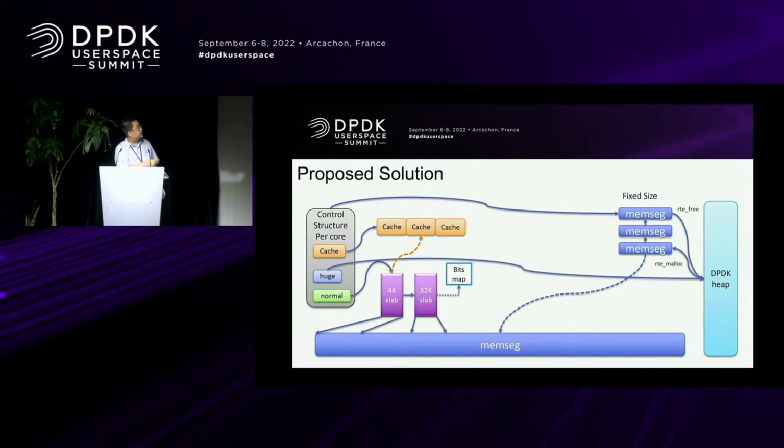And also for the free, it's the same. When the application starts to free that object, you can check if that cache is not full. If that cache wasn't full, you can just put that pointer into this cache, and then the free is done. Okay, it's really fast.